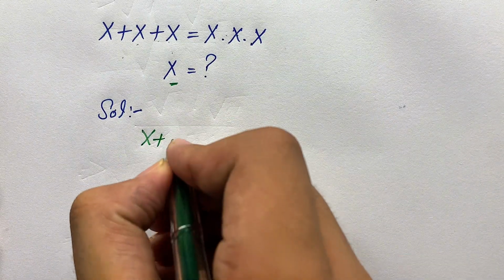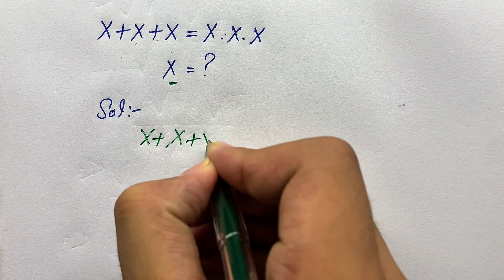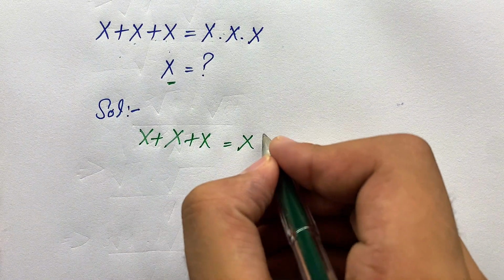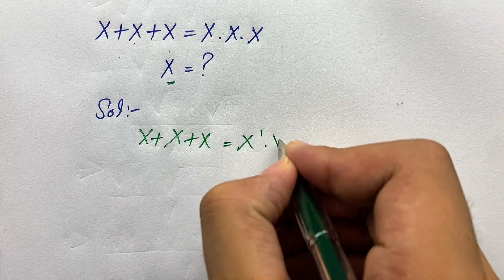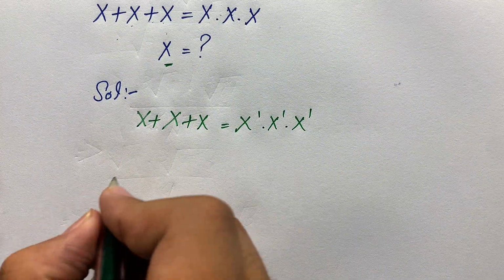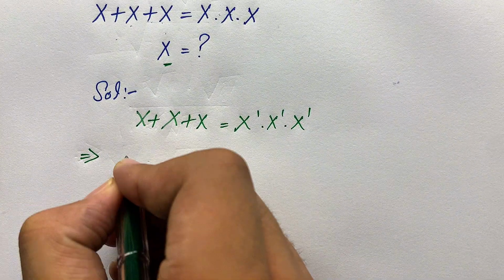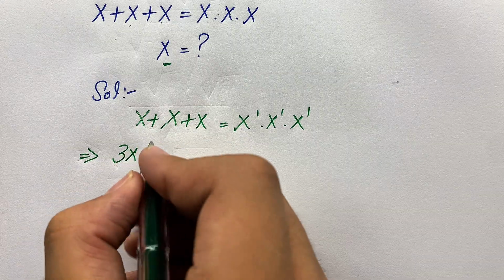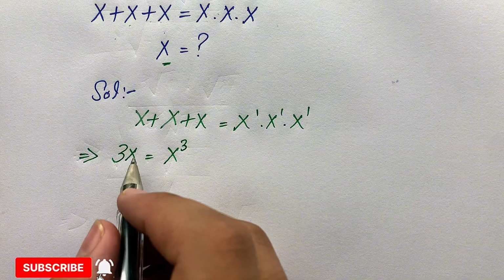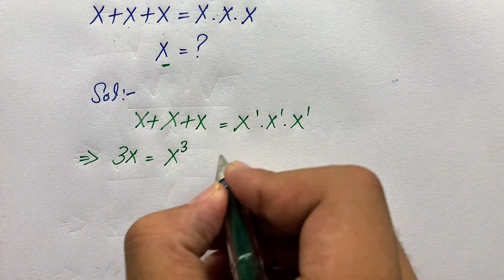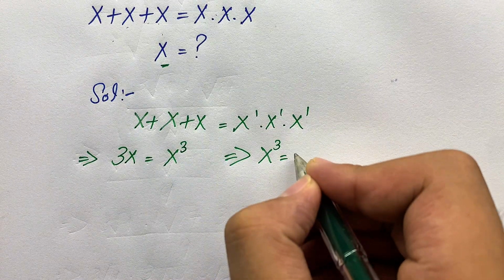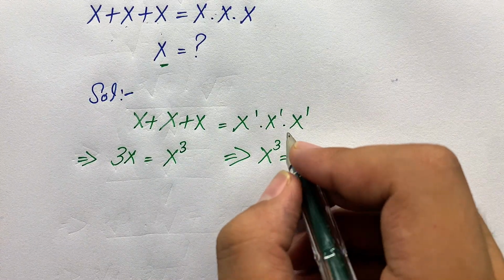x plus x is equal to x to the power 1 into x to the power 1 into x to the power 1. So now we are solving 3x is equal to x to the power 3. 3x is equal to x to the power 3. So now x to the power 3 is equal to minus 3x.